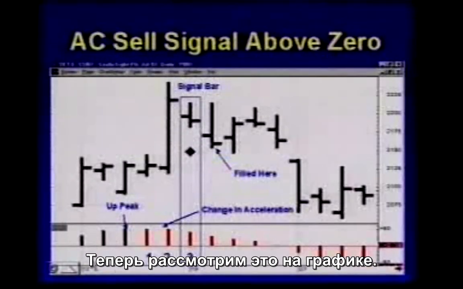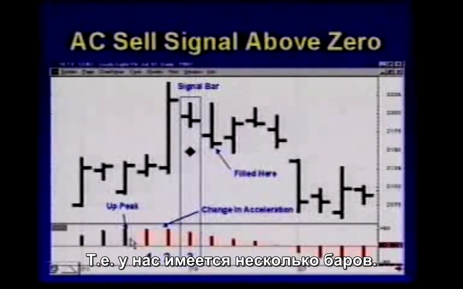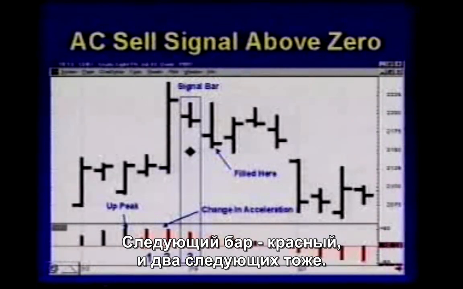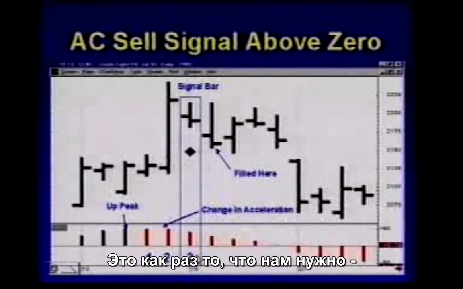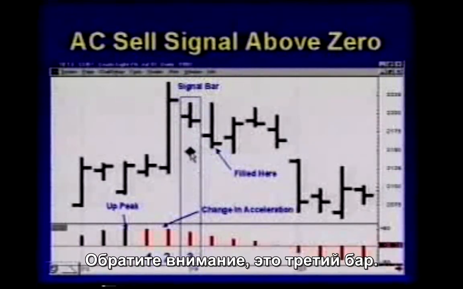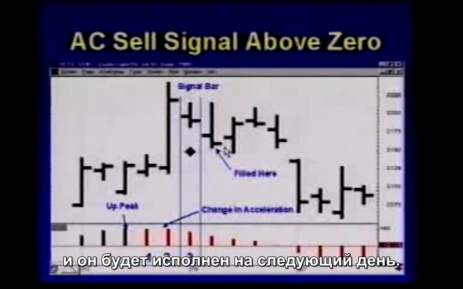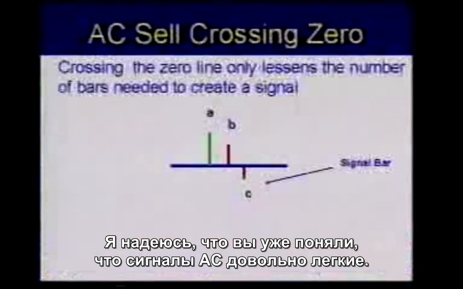Now that on the chart, you notice here we've got our up peaks, 1, 2, 3. We've got a few bars. Creates a peak, which also is our change in color. Next bar comes out as red, the next and the next. So we have 3 consecutive red bars. That's what we're looking for, the 3 consecutive lower lows. Notice that this is the third bar. You'll place your sell stop 1 tick below the low, and it will be filled the next day. So I guess you figured out by now the ACs are pretty easy.